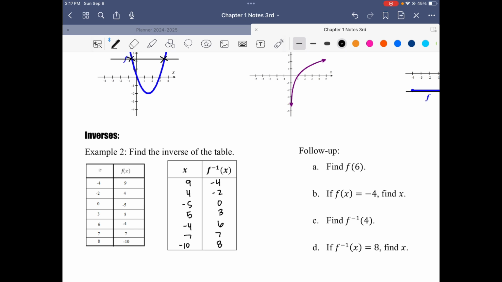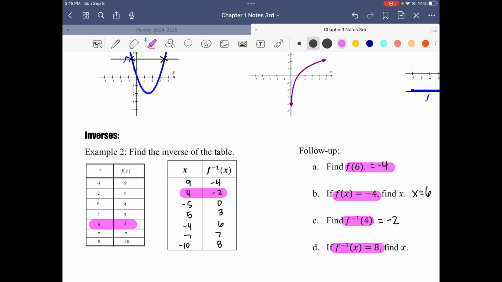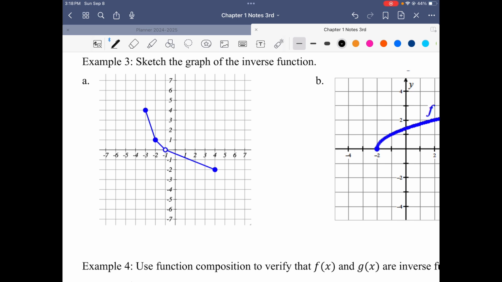f of 6 would say, okay, if x is 6, what is f of 6? f of 6 then is negative 4. And the reverse is also true, that x would therefore need to be 6. Now it asks us to find the inverse of 4. So now we're going to look at this other table. Inverse of 4 is negative 2. Going the other direction, if the inverse is 8, what is x? Negative 10.